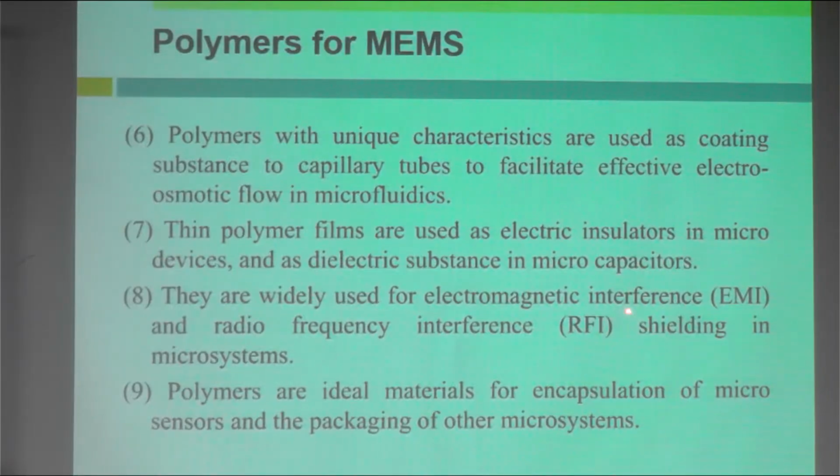They are widely used for electromagnetic interference and radio frequency interference shielding of the microsystem. So you know that this kind of electromagnetic application and RF, radio frequency application, is also part of micro device design, which people have interest in. As I mentioned yesterday, it is about increasing the performance, maybe you know that with RF, the radio frequency, you can have a high frequency, etc., with small devices. Polymers are ideal materials for encapsulation of microsensors and the packaging of other microsystems. So on top of using it in the process as insulator, etc., it can also be used as the packaging material for the micro devices.